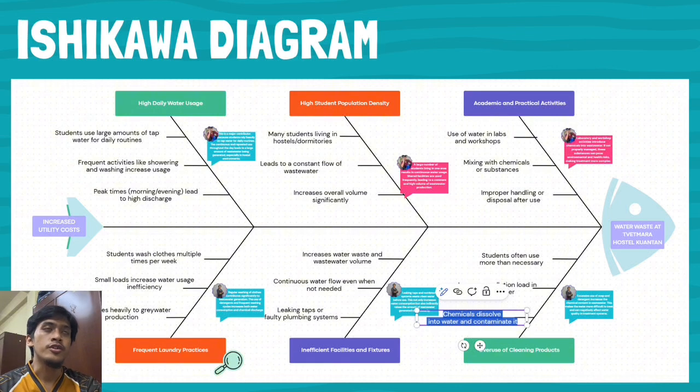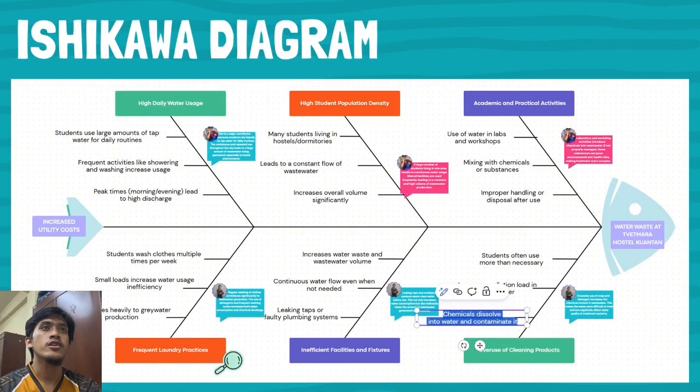Assalamualaikum, my name is Ahmad Khairul Haikal and I will explain the Ishikawa diagram, also known as the fishbone diagram. The purpose of this diagram is to identify the root causes of water wastage in the hostel at KKTM Kuantan. From our analysis, the causes are divided into 6 causes.